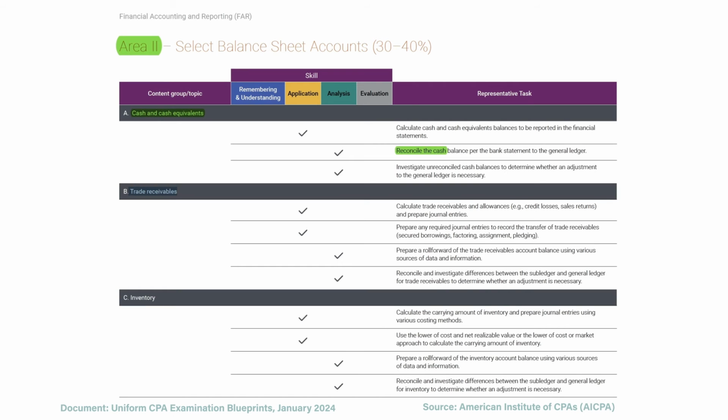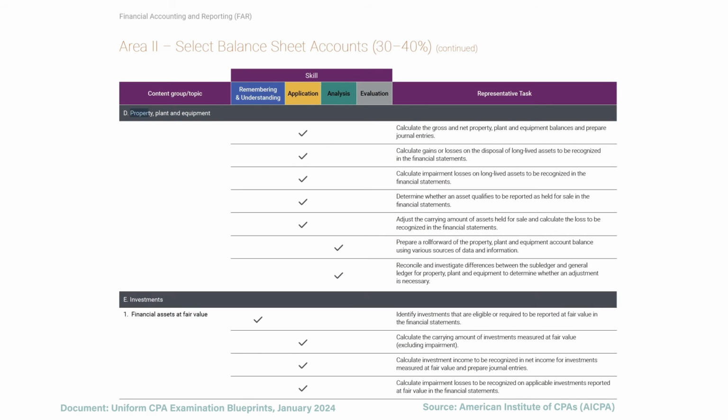Then we have trade receivables or accounts receivable. We need to know how to record journal entries for factoring AR, for example. We need to know how to write the bad debt expense for AR. Then we have inventory. We need to know the journal entries for recording the inventory. We also need to use the lower of cost and net realizable value, or the lower of cost or market, to potentially write down the value of the inventory.